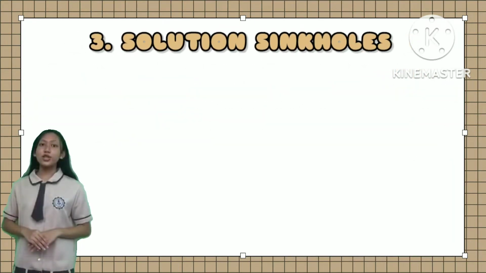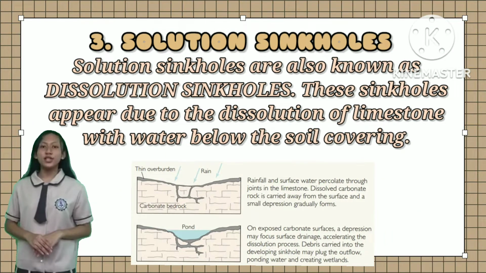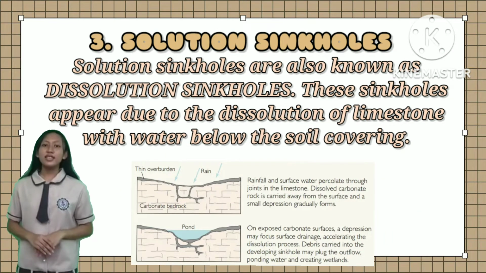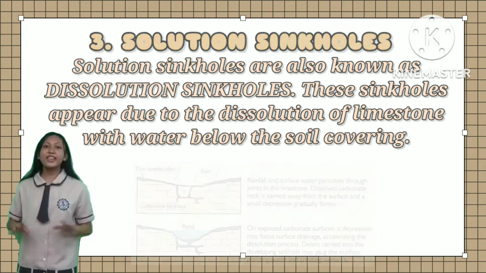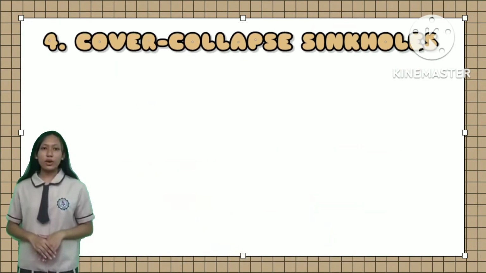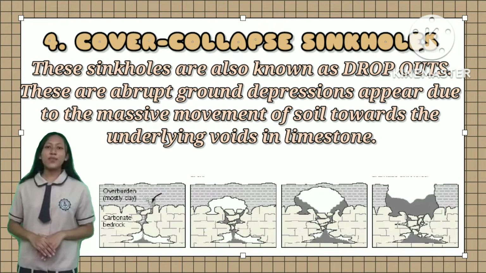The next one is solution sinkholes. Solution sinkholes are also known as dissolution sinkholes. These sinkholes appear due to the dissolution of limestone with water below the soil covering. And the last type of sinkhole is the cover collapse sinkhole. These sinkholes are also known as dropouts. These are abrupt ground depressions that appear due to the massive movement of soil towards the underlying voids in limestone.